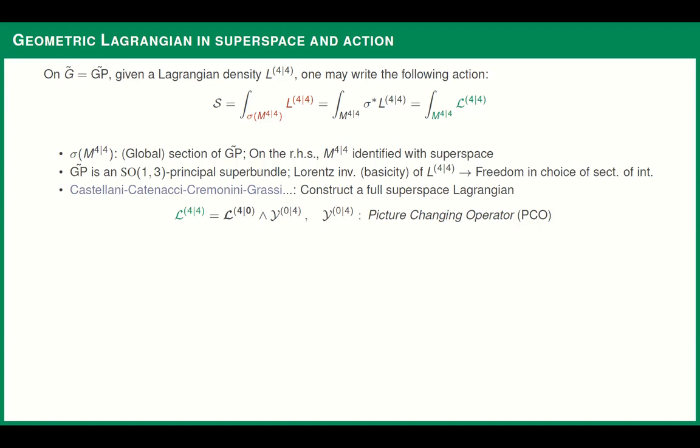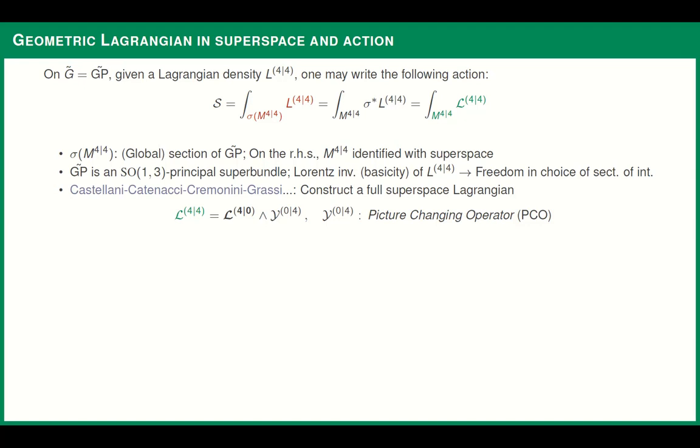This has been studied more recently, as far as I know, by Castellani, Catenacci, Grassi, and collaborators. And the question is how can we construct a full superspace Lagrangian, without even thinking at the moment of superspace embedded in turn again in a supergroup manifold. So just a superspace. How can we construct this?